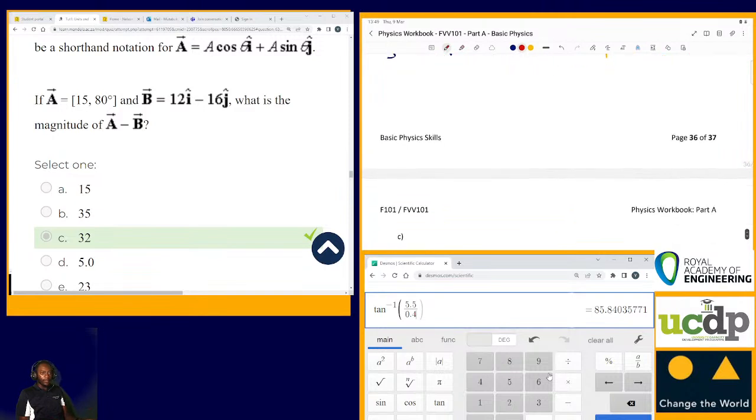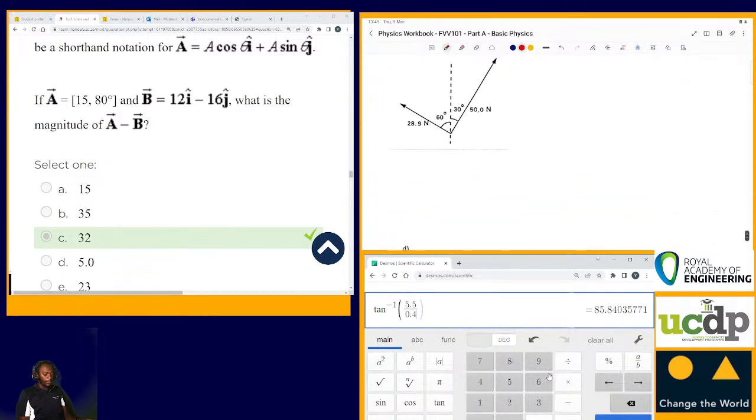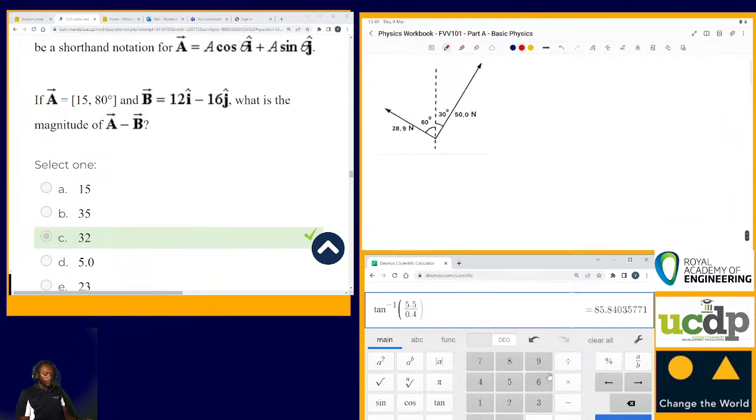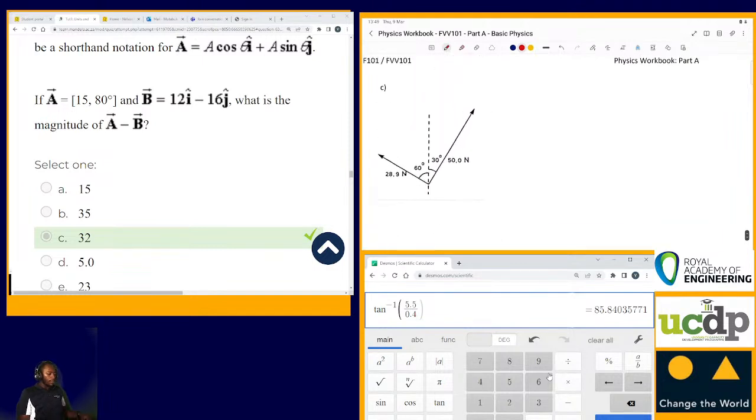Okay, that is for B. In case you have got any questions, please do let me know. In the event that there are no questions, let's move on to the next question, question C.